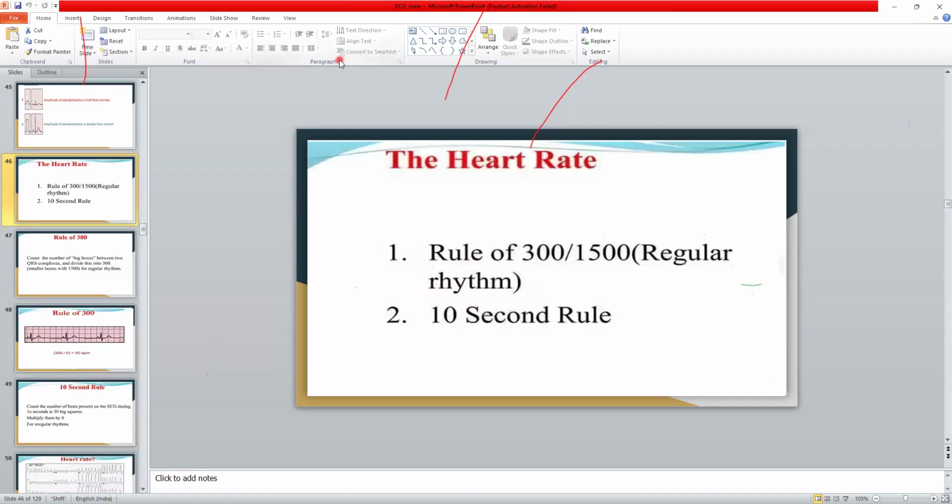Let us now know how to calculate the heart rate. There are 2 methods available for calculating the heart rate. Rule of 300 or rule of 1500. This is particularly used when there is a regular rhythm. And the second method is the 10-second rule. This method is used when there is irregular rhythm.